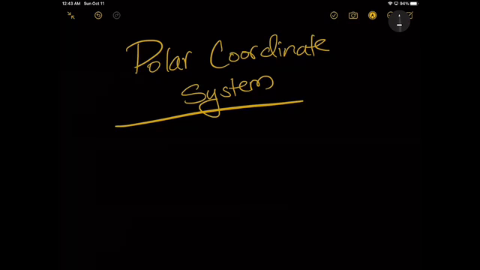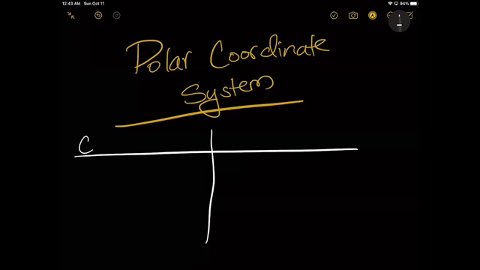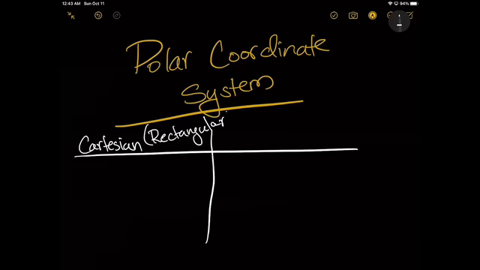Let's start off by comparing the polar and the Cartesian coordinate system. So far, we've only dealt with the Cartesian system, which is also known as the rectangular coordinate system. And we can compare that with the polar coordinate system.